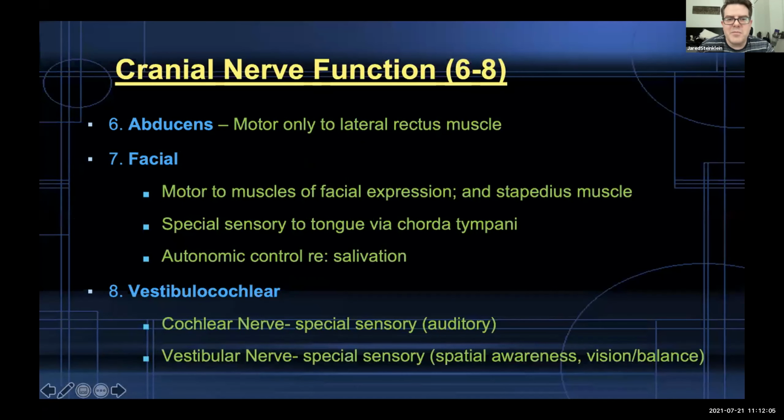All right, 6, motor nerve, small, to the lateral rectus muscles. 7 is a very valuable nerve. It controls our facial expression, so we can talk, so we can speak, so we can smile. Salivation, taste to your tongue. 8 is hearing, invaluable, and vestibular function, invaluable as well. Next.